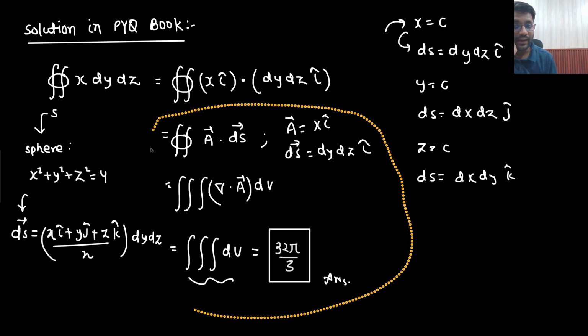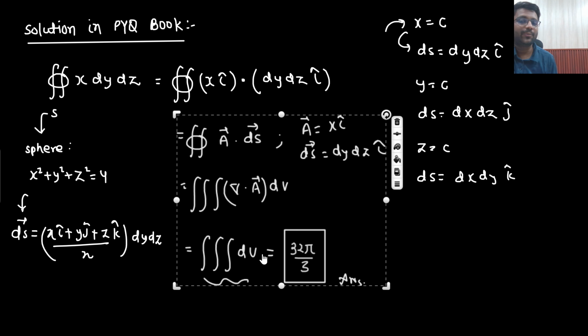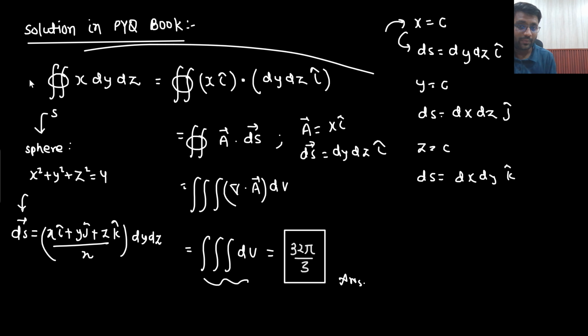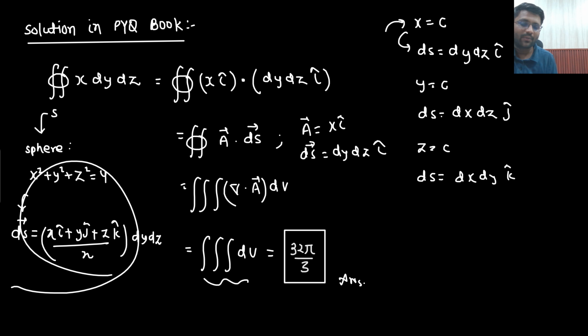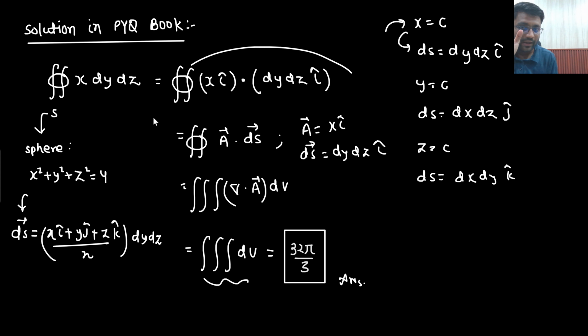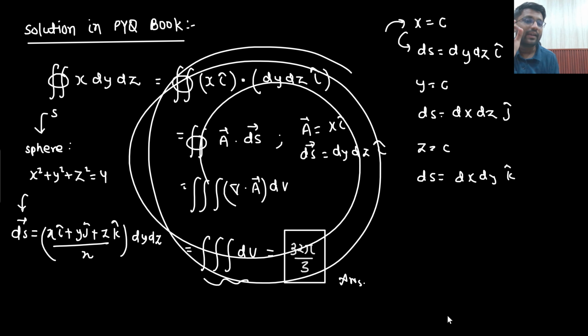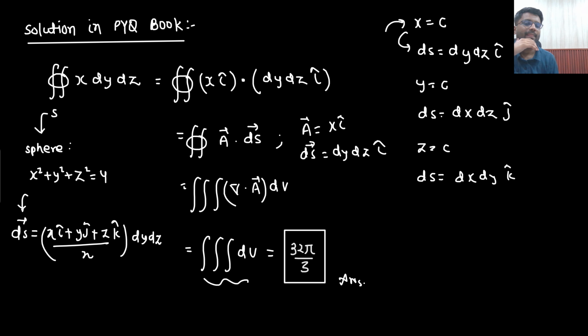Now, at least 4 to 5 more questions have been asked on this same topic, for the sphere only, and ditto, every question has been solved in this way and every answer is also correct. Why is it correct?